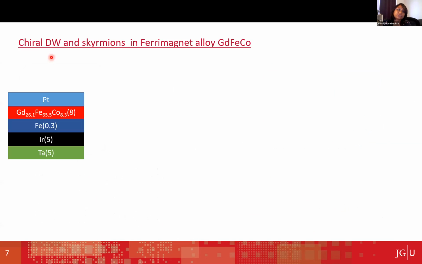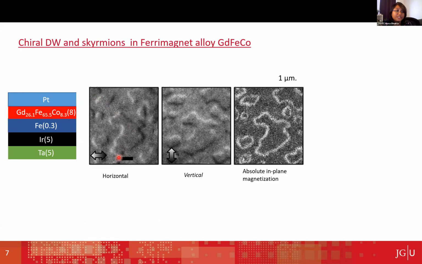In the first part of the project, we try to stabilize a ferrimagnet alloy, gadolinium iron cobalt. The stabilization of the spin textures in the gadolinium iron cobalt is achieved by a cycling in-plane magnetic field, where the structures start to nucleate randomly. This picture shows the magnitude of the in-plane magnetization directions, mx and my, in the same path under zero magnetic field after the nucleation process.